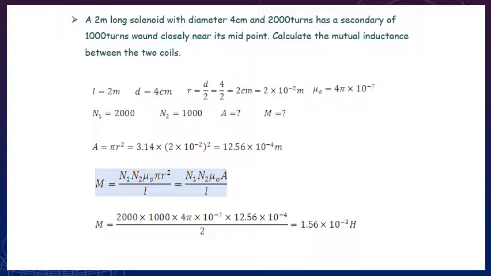So when you substitute for mutual inductance, you will get 2000 into 1000 into 4 pi into 10 power minus 7 into 12.56 into 10 power minus 4 as your area. The whole thing is divided by length, given as 2 meter. So when you calculate this, you will get 1.56 into 10 power minus 3 Henry.